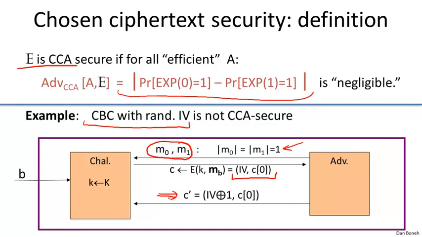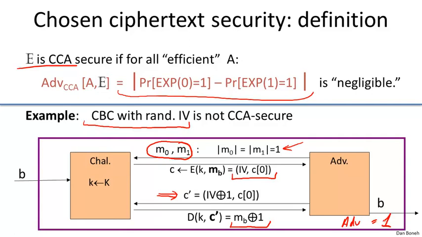And now let's see, what happens when he decrypts C prime? What's the decryption of C prime? You probably remember from the first segment that if we XOR the IV by 1, that simply XORs the plaintext by 1. So now the adversary receives M0 XOR 1 or M1 XOR 1, and now he can perfectly tell whether he's in experiment 0 or in experiment 1. So the advantage of this adversary is basically 1, because he can very easily tell which experiment he's in, and as a result he can win the chosen ciphertext security game.